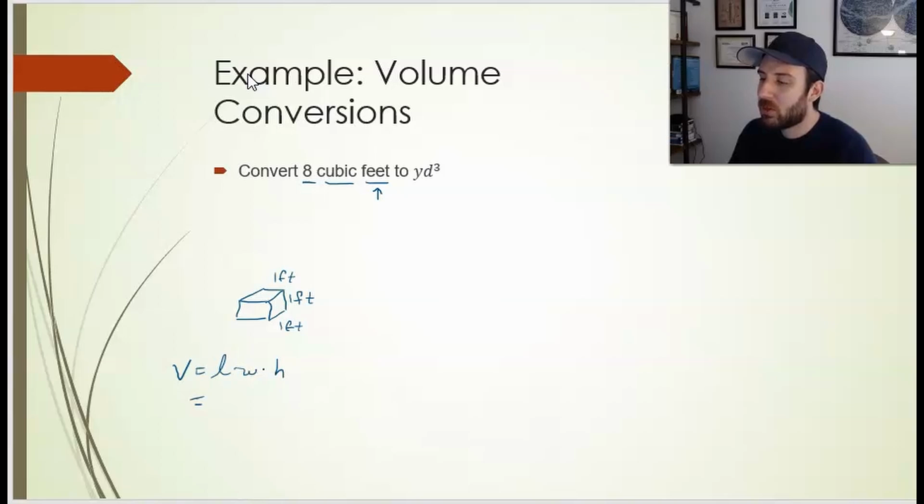So sure enough, the volume of this must be 1 foot by 1 foot by 1 foot, which gets me 1 times 1 times 1 is 1, and foot times foot times foot is going to be cubic feet, so feet cubed. So I have 1 cubic foot is exactly what I've drawn right here. It's a cube where I've measured across using 1 foot. Okay, so I have 8 of these.